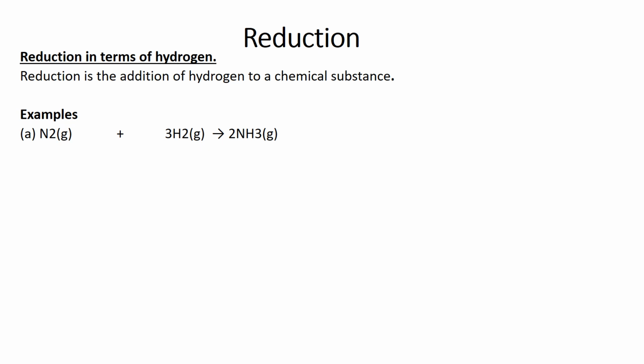So in such a reaction, and I hope, for those who have done non-metals, you are able to recognize some of these equations. They are there in metals and non-metals. So this is the production of ammonia in the Haber process. So here we can see that hydrogen is going to be added to nitrogen. So we can say nitrogen has been reduced.